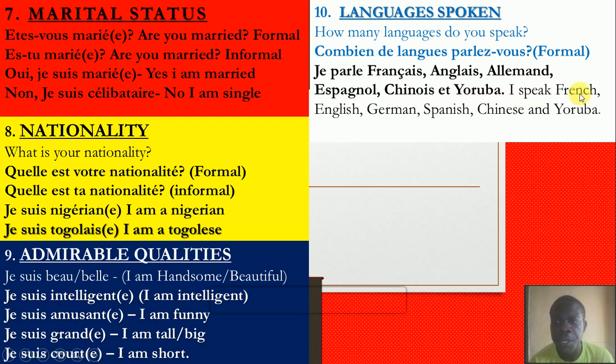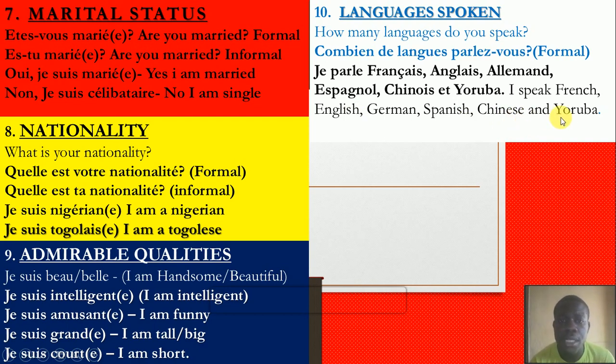Meaning I speak French, English, German, Spanish, Chinese, and Yoruba. Now, I will say it again more slowly. Je parle français, I speak French, anglais, English, allemand, German, espagnol, Spanish, chinois, Chinese, and Yoruba. Je parle français, anglais, allemand, espagnol, chinois, et Yoruba. I speak French, English, German, Spanish, Chinese, and Yoruba.